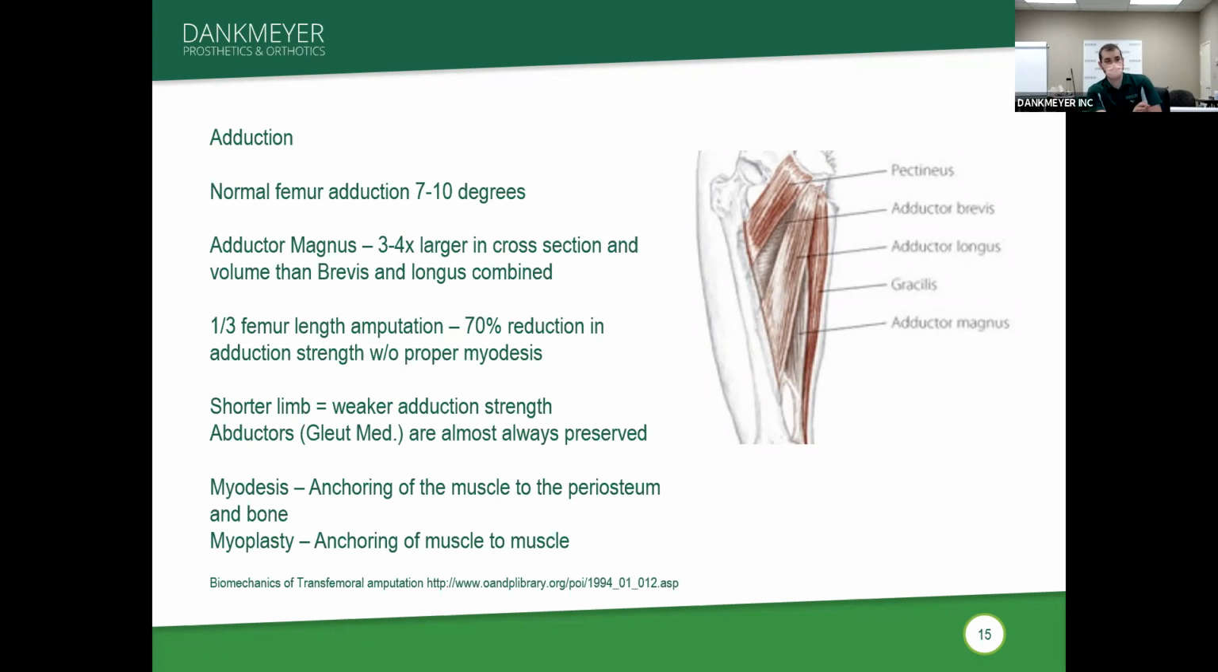And I guess now's a good time to jump down and note the difference between myodesis and myoplasty. Myodesis is anchoring of the muscle to the periosteum and bone itself, right? So that muscle is anchored into the bone. When the muscle fires, it's acting on the bone directly. Myoplasty is when muscle gets sutured to muscle.